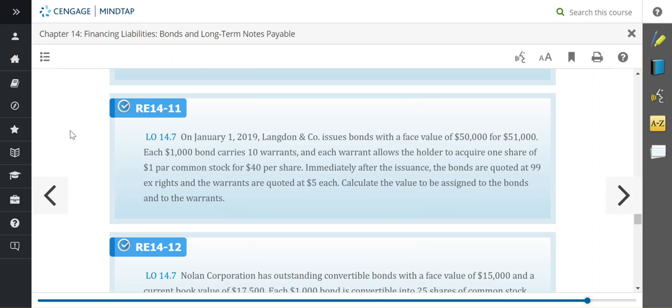In this example video, we're going to look at review exercise 14-11. It says on January 1st, 2019, our company issues a bond with a face value of $50,000 for $51,000. Each $1,000 bond carries 10 warrants, and each warrant allows the holder to acquire one share of $1 par common stock for $40 per share.